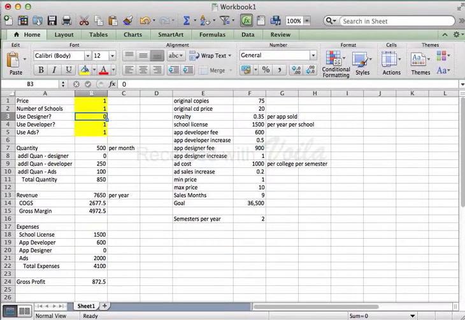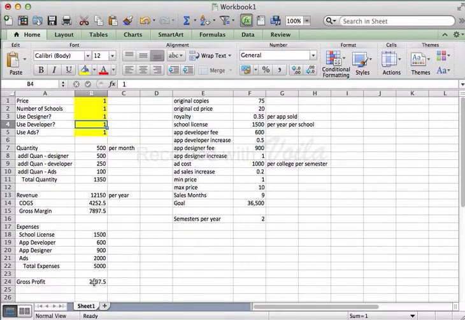Developer to 1, I'm paying the developer fee, and the designer to 1, I'm paying the designer fee. So all of that works out. And we have our complete model. Of course, gross profit is the difference between gross margin and total expenses.